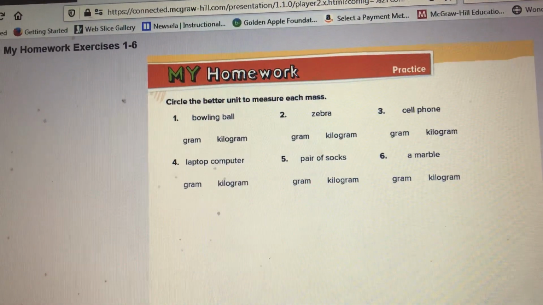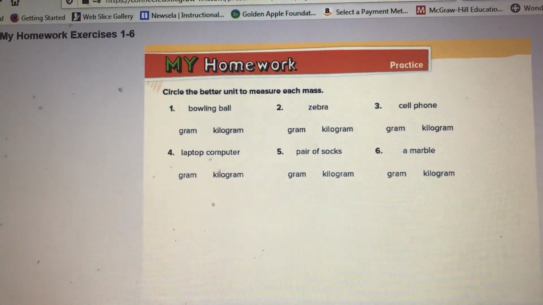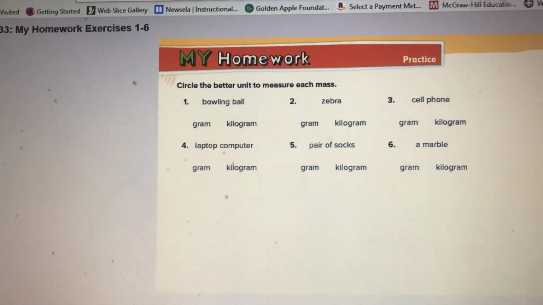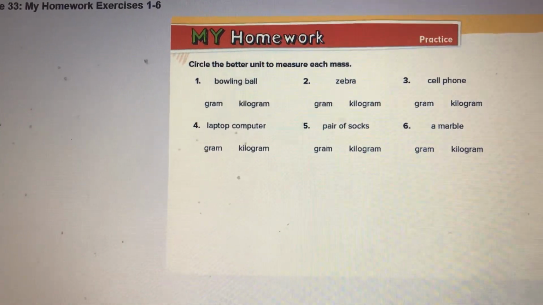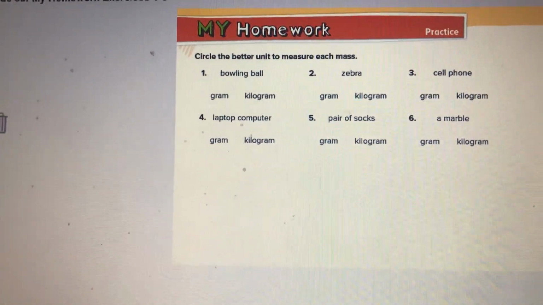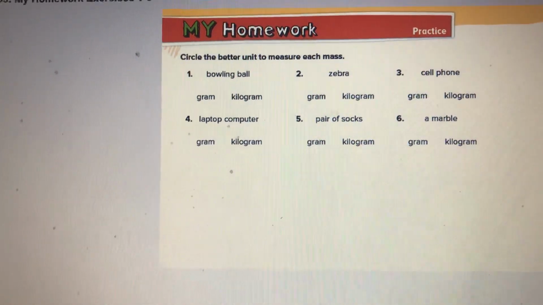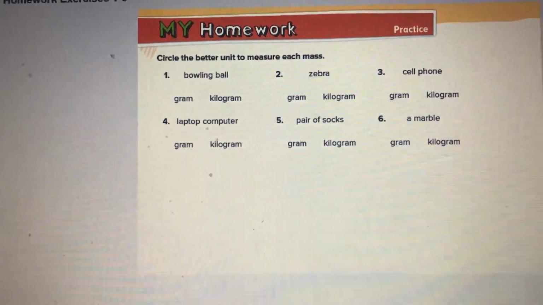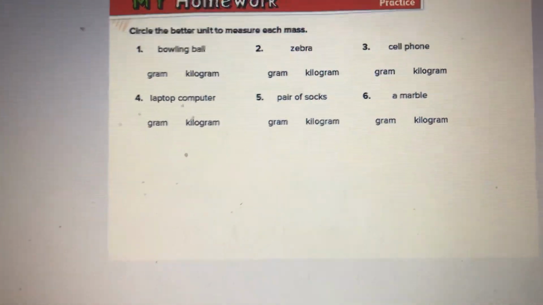It's time for you to do your homework, okay? Think about this as you go through it. Remember, a gram is about the size or the weight of a paperclip. A kilogram, about the weight of a baseball bat. Okay, so keep that in mind as you're going through these and thinking of your answer choices. Small, large, okay, larger item.